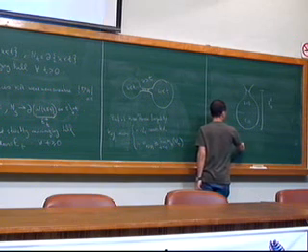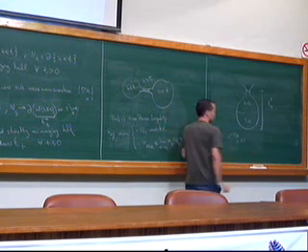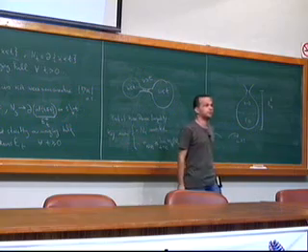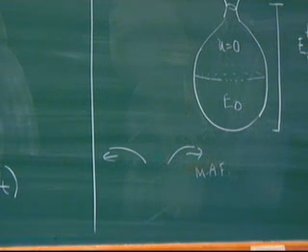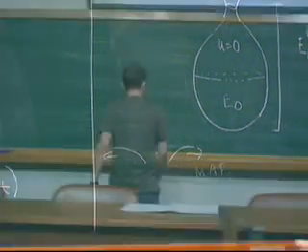Yeah. So I'm assuming that M is asymptotically flat. So U has to go to plus infinity at infinity. Okay. Right.